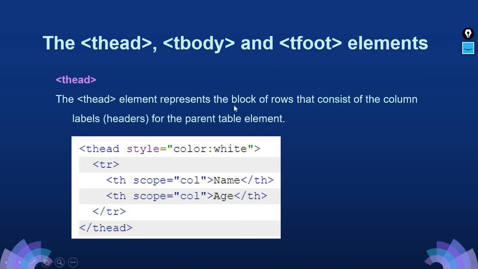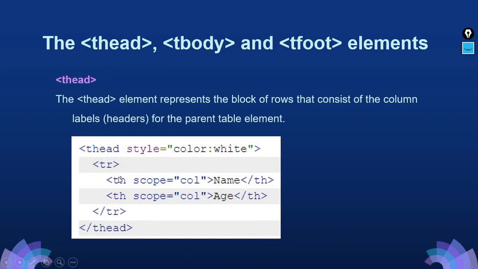The thead element represents the block of rows that consist of the column labels or headers for the parent table element. As we learned in the previous sections, header cells are specified using the TH element as a child of the TR or table row element. So specifications of rows within a thead element define them to be header rows.